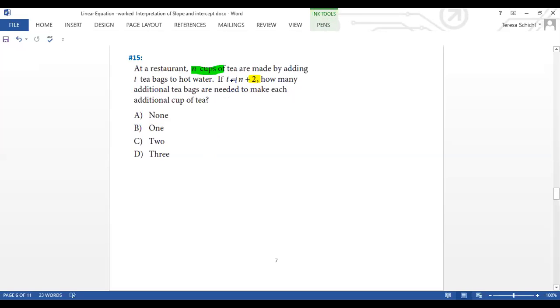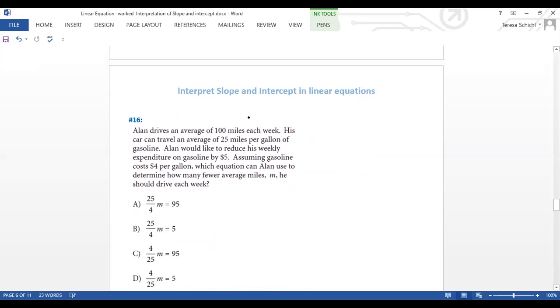Because this is 1 times n, right? That's why when they say additional cup, how many tea bags are needed for the additional cup of tea? That means whenever n increases by 1, t increases by 1, right? So how many tea bags are needed? 1 extra tea bag if you want to increase by 1 extra cup here. All right. Okay, so now let's take a look at number 16 here.